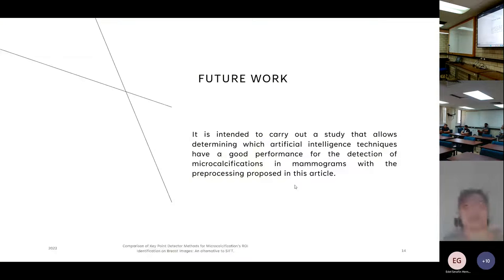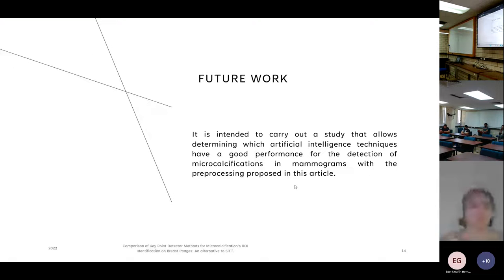So this previous analysis shows that BRISK, among the analyzed methods, was the best choice for region of interest extraction on mammography, because it included all the microcalcification areas inside the region of interest. Also, it has a good time of execution compared with the rest of the methods, and doesn't identify too many points. It gives a good alternative to SIFT and SURF in medical images.